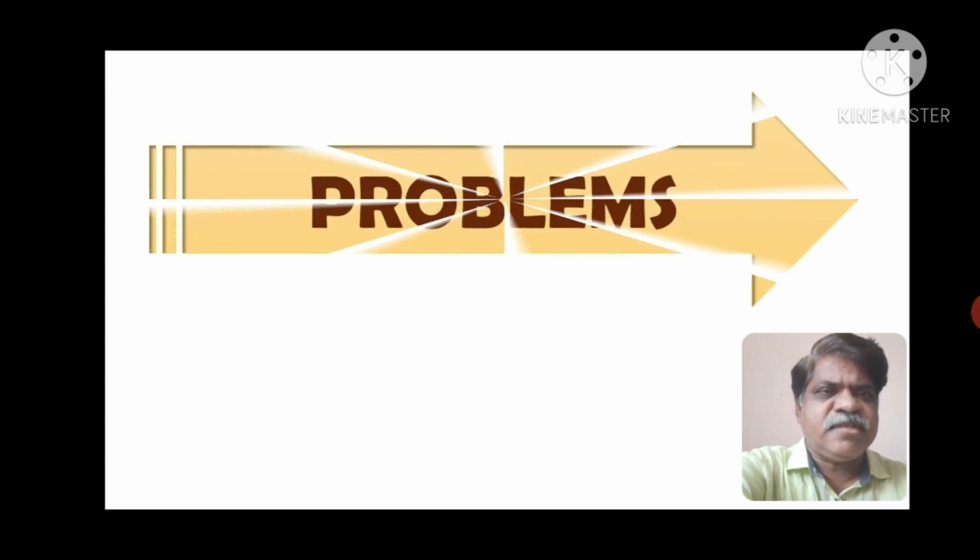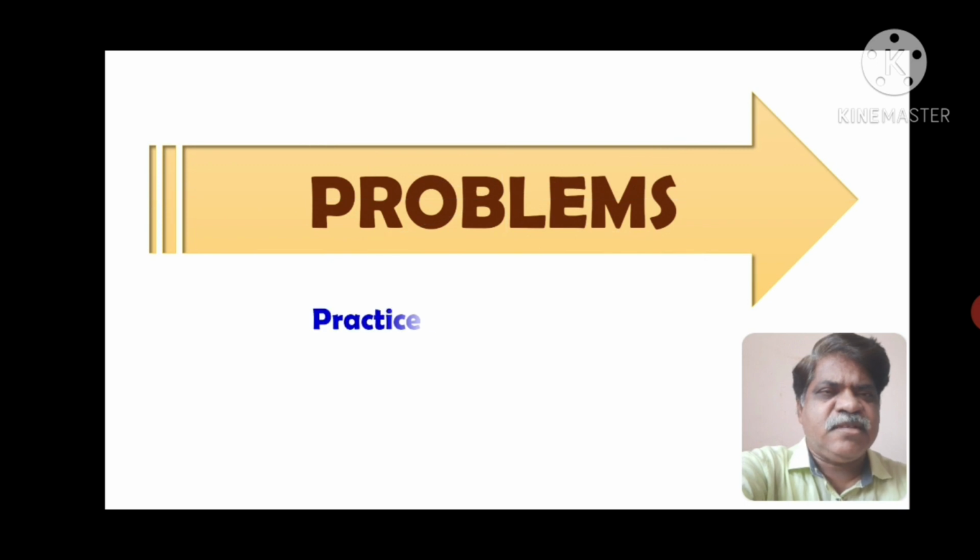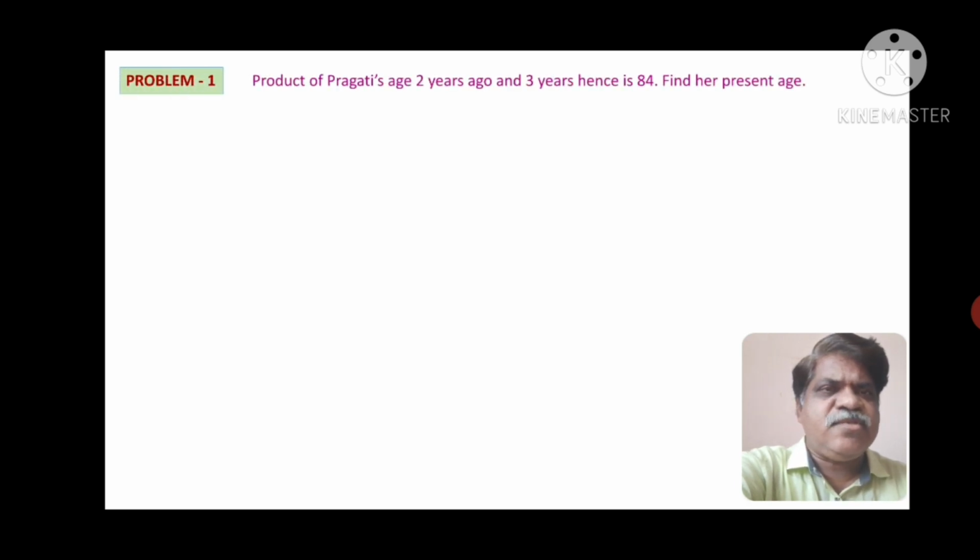Friends, today we will discuss some problems from practice set 2.6. Number 1. Product of Pragati's age 2 years ago and 3 years hence is 84. Find her present age. Friends, we have to read the word problem very carefully and understand, then try to solve.